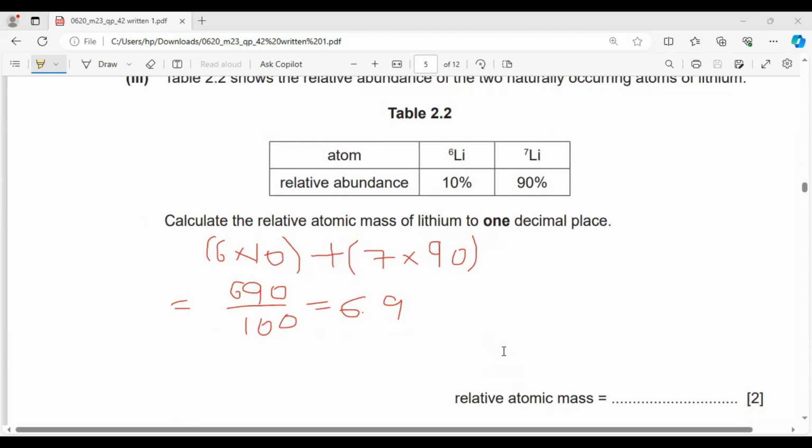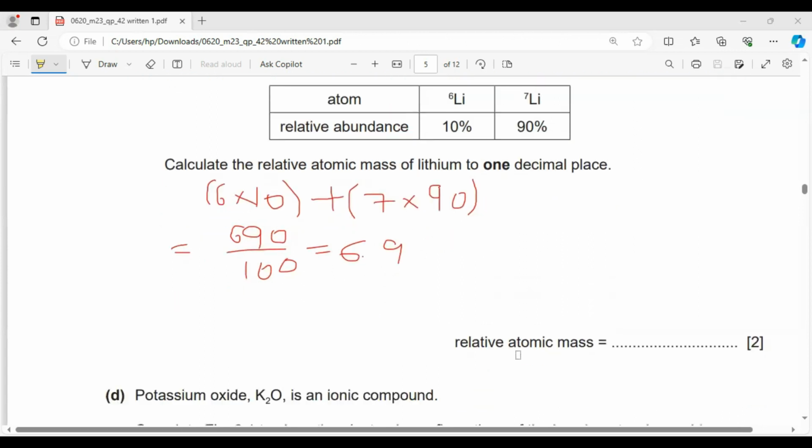Next, we have to find the relative atomic mass of lithium to 1 decimal place. What we are going to do is multiply the nucleon number by the percentage relative abundance. So 6 multiplied by 10 plus 7 multiplied by 90. We get 690, which we are going to divide by 100 as we want the percentage. So it is 6.9. So the relative atomic mass of lithium becomes 6.9.